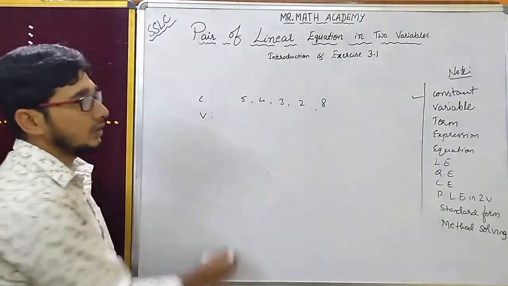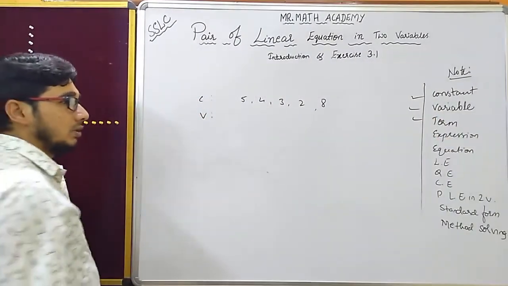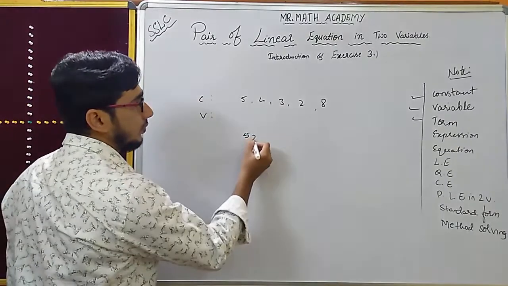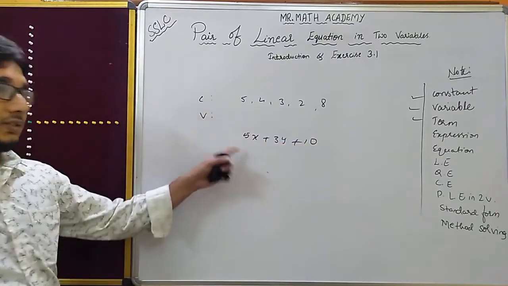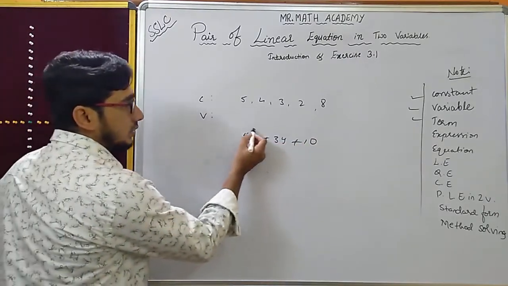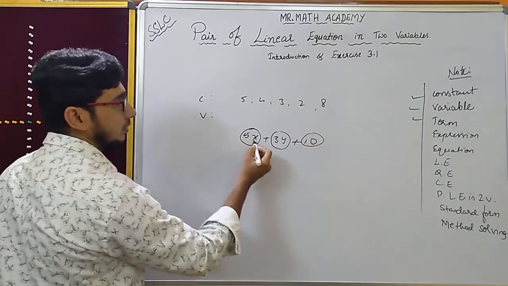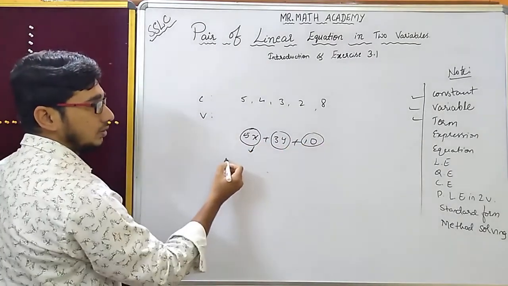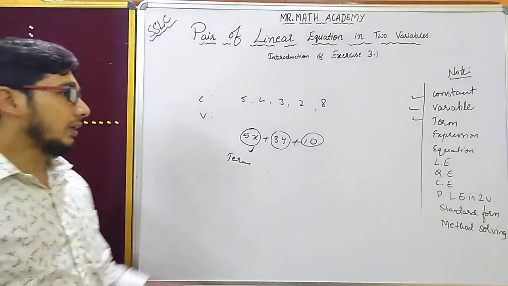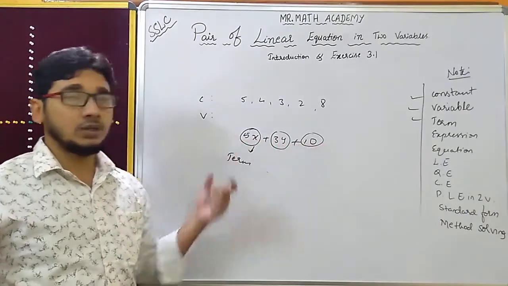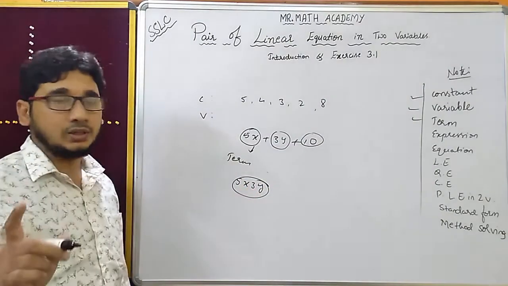Okay, so let us go for term. What does term mean? Let me write one expression: 5x plus 3y plus 10. This we call an expression. Each of 5x, 3y, 10, we call a term. This is also a term, this is a constant. These are the separate terms. If I write 5x3y all together, we call it only one term.